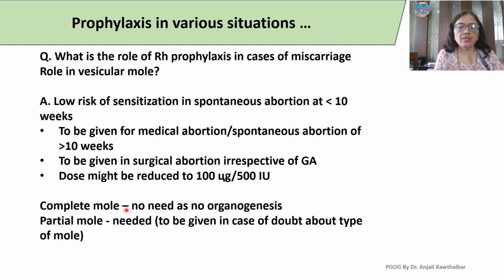In a complete mole, there is no need of giving anti-D immunoprophylaxis as there is no organogenesis, but in partial mole it is needed. And whenever there is a doubt about whether it is a partial or complete mole, or if we are dependent on the histopathology report, it takes more time for the histopathology report to come. So it is advisable in such a situation to give the anti-D immunoprophylaxis.